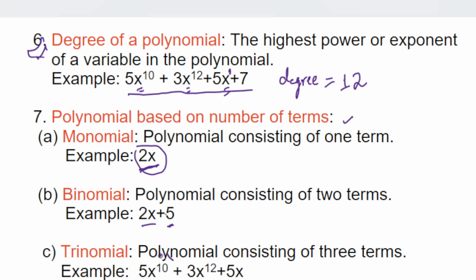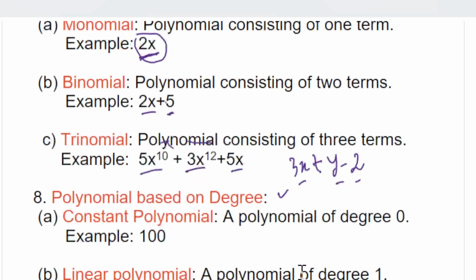Trinomial is a polynomial that consists of three terms. So this is one term, this is another term. Terms are always separated by plus or minus. I can have it like this also, 3x minus y minus 2. So this is also my trinomial because 3x, y and 2 are separated by minus, or I can take plus also, plus and minus.